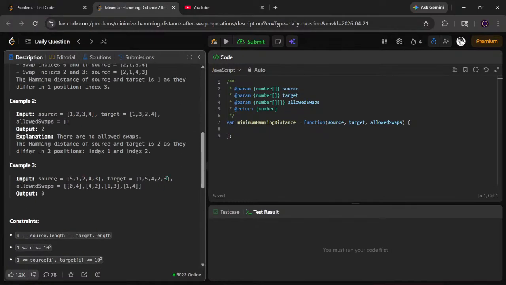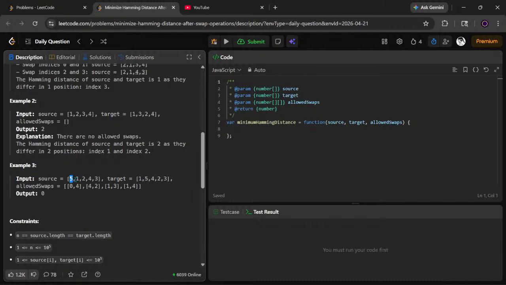Let me see the third one: 5, 1, 2, 4, 3. And the target given is 1, 5, 4, 2, 3. And the source is 5, 1, 4, 3. This is the only swap. But they will give us the indices also, what we need to swap. And if we swap 0 and 4, with indices 0, 1, 2, 3, 4.